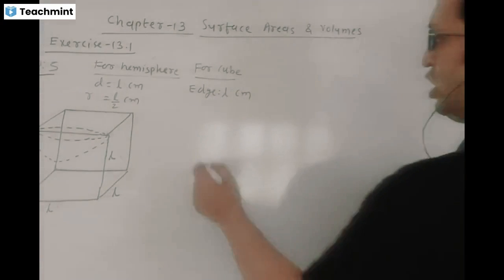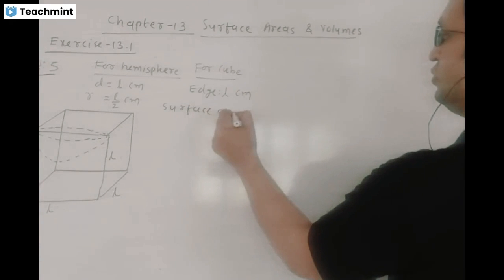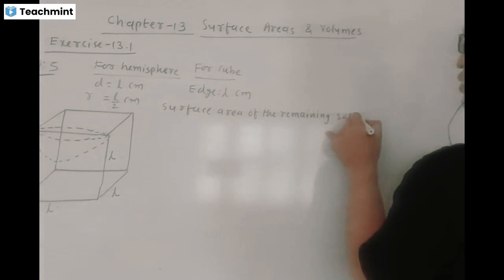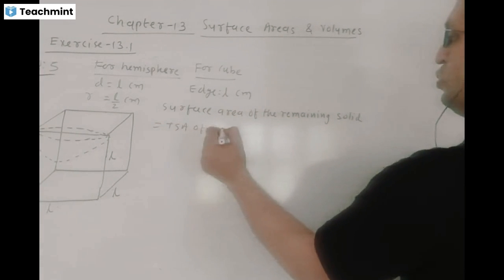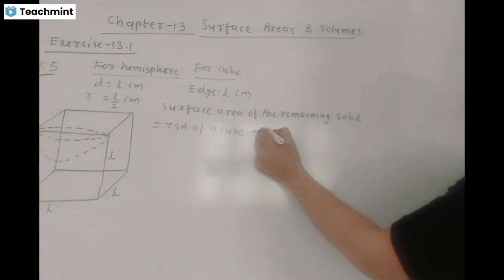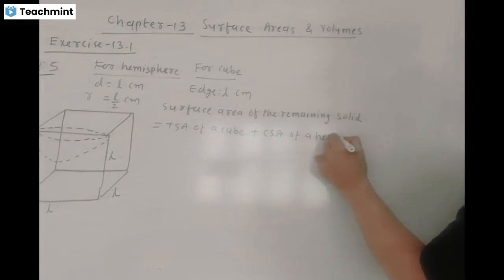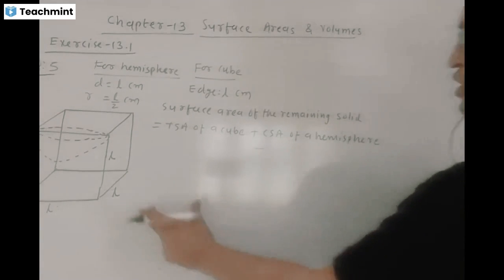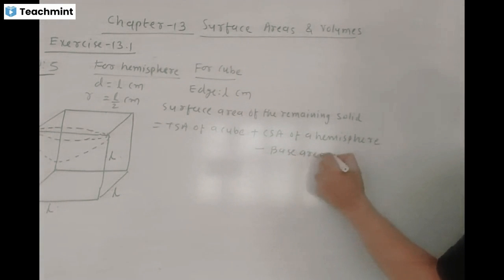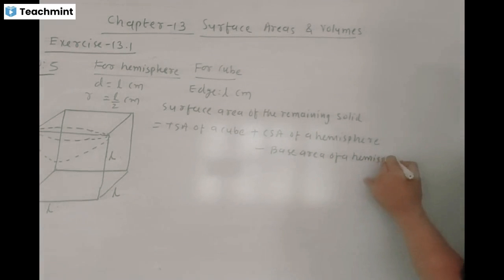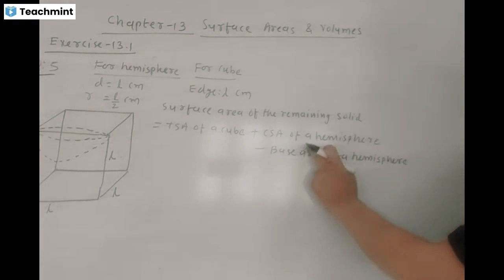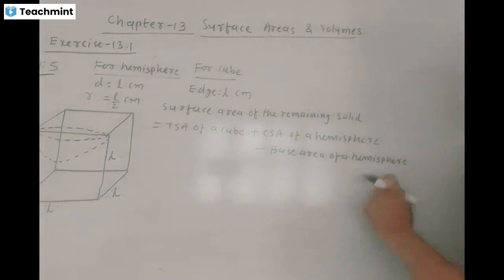Surface area of the remaining solid is equal to total surface area of a cubical block plus the area we have cut out, plus curved surface area of a hemisphere, minus base area of a hemisphere. यह पार्ट दो बार आएगा, base area of the hemisphere cube के total surface area में भी आएगा और curved surface area of hemisphere में भी आएगा। इसीलिए इस पार्ट को हमें subtract करना पड़ेगा.